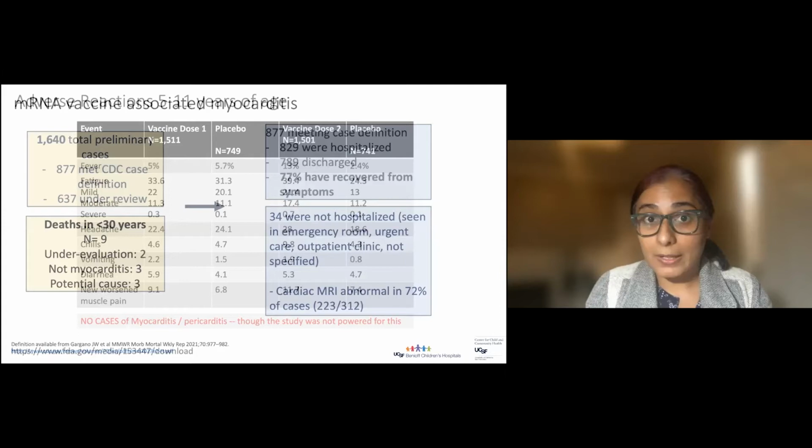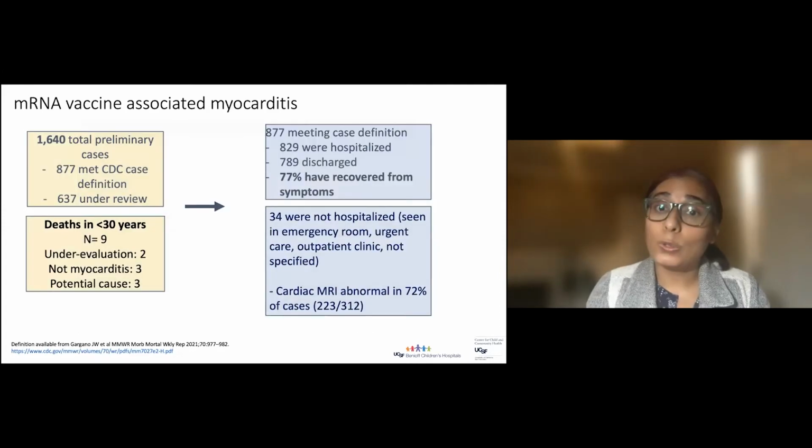Looking at myocarditis in particular, and this is for the older age group, not for the 5 to 11, because like I said, they did not report any myocarditis associated with that particular age group or vaccine. There have been about 1,600 preliminary cases reported. 77% have recovered from it. 34 kids were never hospitalized and only seen in the emergency room or urgent care outpatient settings. And then cardiac MRI, which was not always done, was abnormal in some percentage of the cases.